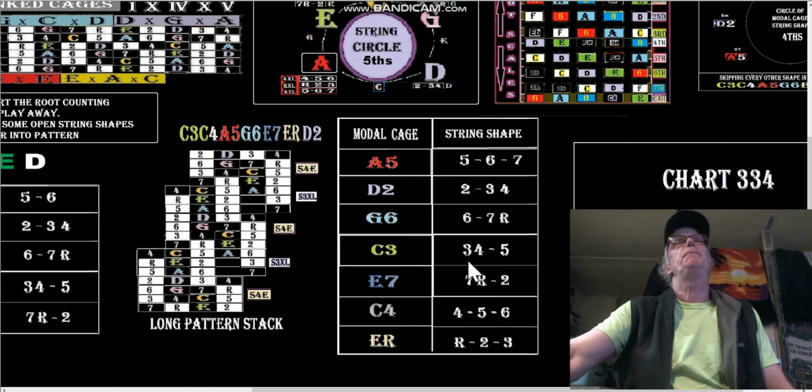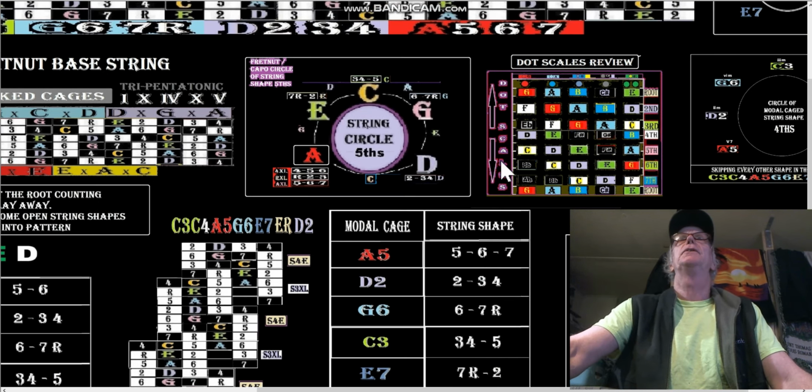The C, C, A, G, E, E, D. Here's the stack. Starting 7 root 2, you go 7 root 2, 3, 4, 5, 6, 7 root, etc. This is how they stack up. And then they go around in a circle like this.